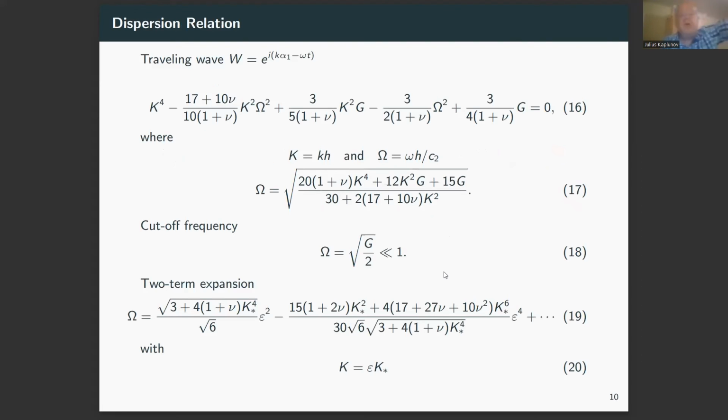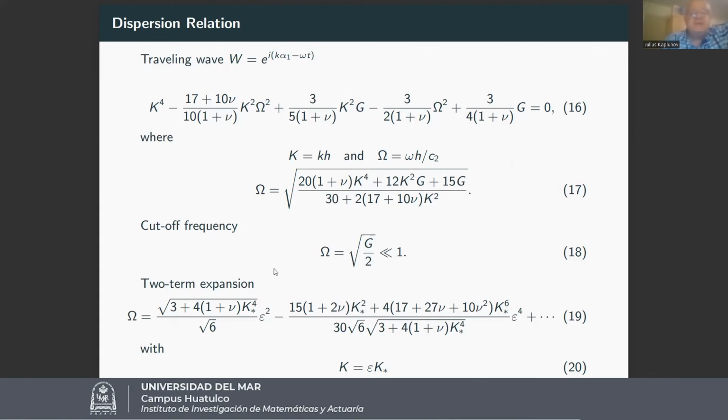So let's do some applications. Consider the traveling wave, and we'll have the dispersion relation. We can express the frequency through the wave number. You can see that the system, as I promised you, has a cutoff frequency. It's here. It's also an approximation, of course, but it's small.